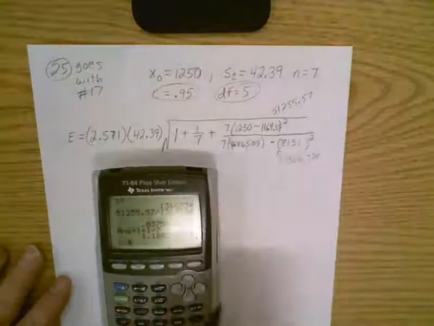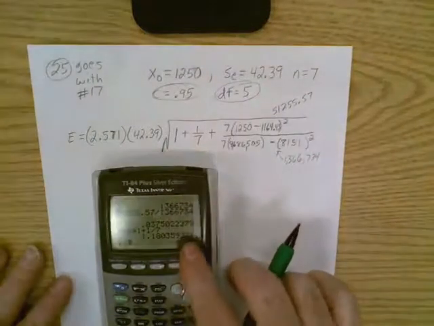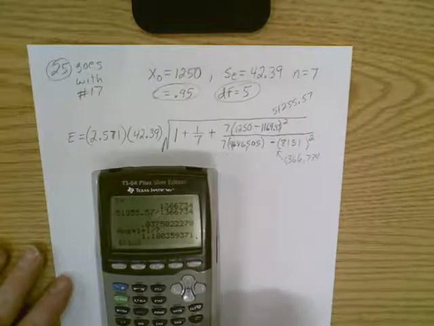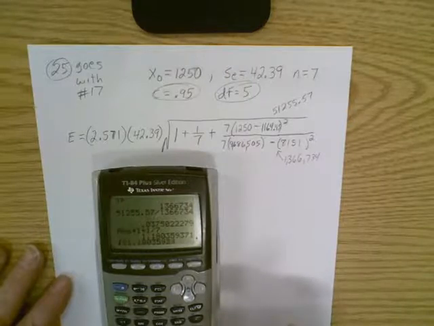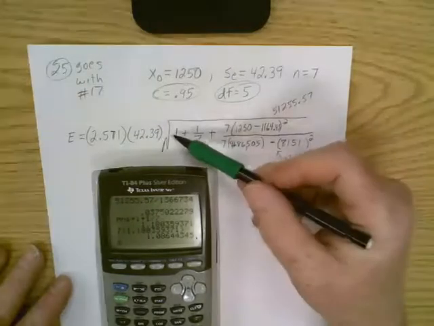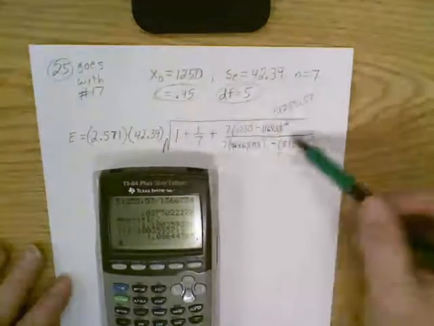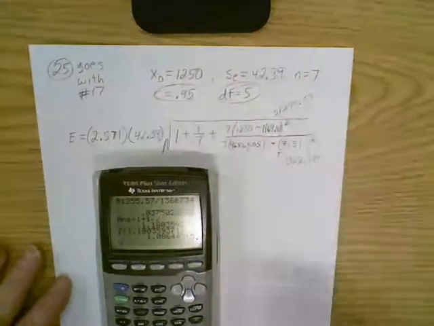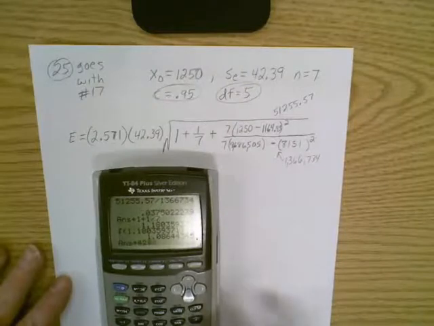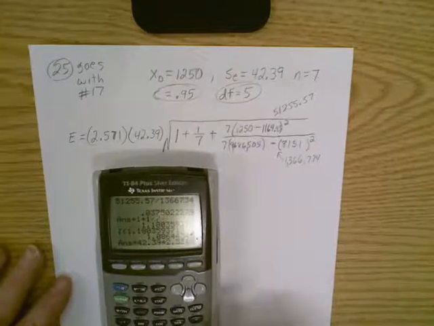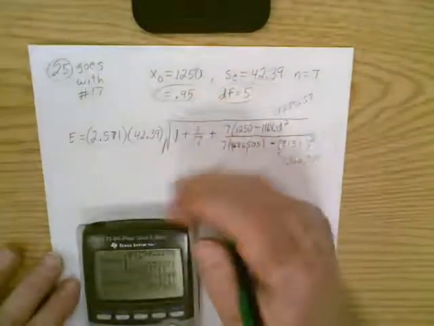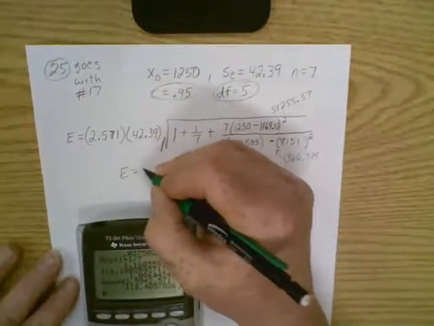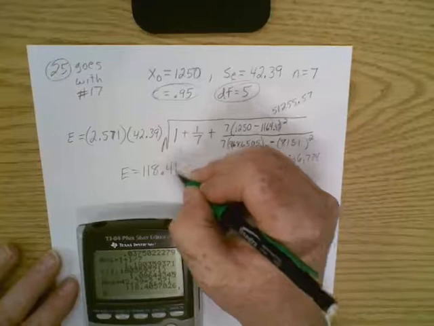So I'm just going to hit second square root and type all of that number into the calculator. 1.180359371. I get that. That's the number that's coming out of the radical, so that's all of this. And then I'm going to just times it by these two. So times 42.39 times 2.571, and I end up with E equals 118.41.